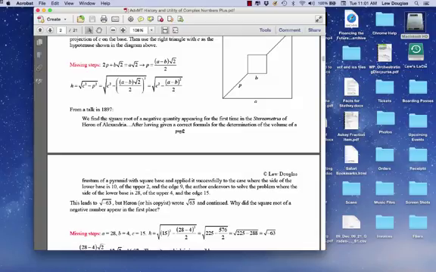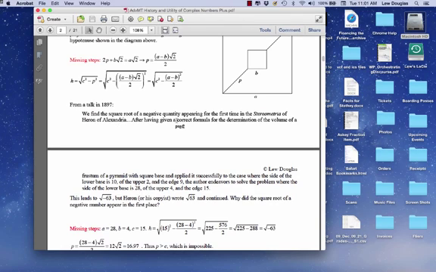it says that we find the square root of a negative quantity appearing for the first time in this book that Hieron of Alexandria wrote. And after having given a correct formula for the determination of the volume of a frustum of a pyramid with square base, and applied it successfully to the case where the side of the lower base is 10, upper base 2, and edge 9, the author endeavors to solve another problem where the side of the lower base is 28, the upper base is 4, and the edge length, that is to say C, is 15.